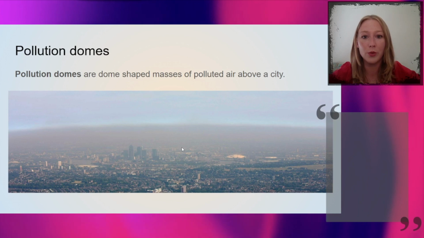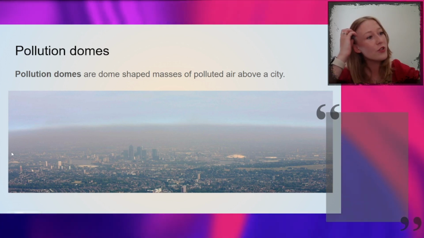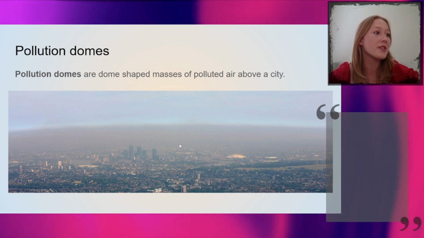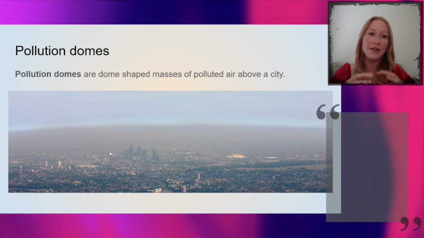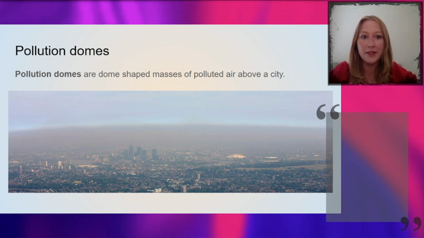So that's kind of what it would look like. You can almost see that dome shape. So you get this layer of pollutants, of air pollutants that get stuck against the urban area, or basically against the ground.